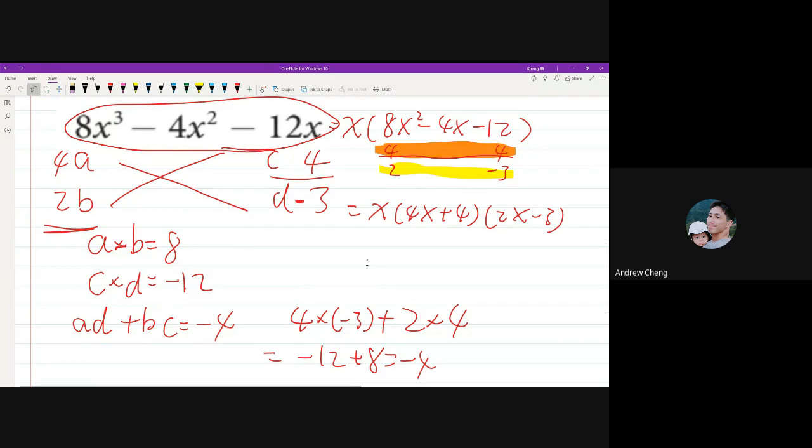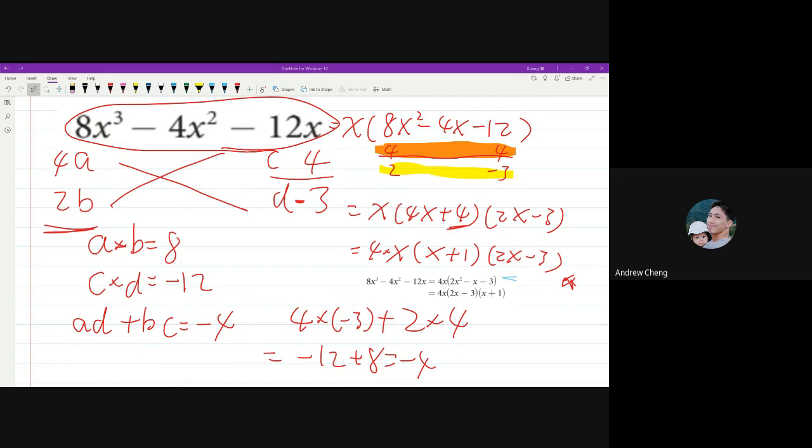Let me check. 4x. Oh, yeah, okay. So I can keep factoring out 4 here. I factor out 4, becoming 4 times x, and 4x divided by 4 is x, 4 divided by 4 is 1, times 2x minus 3. All right. Okay, so you have to practice this. Let's give you another example.